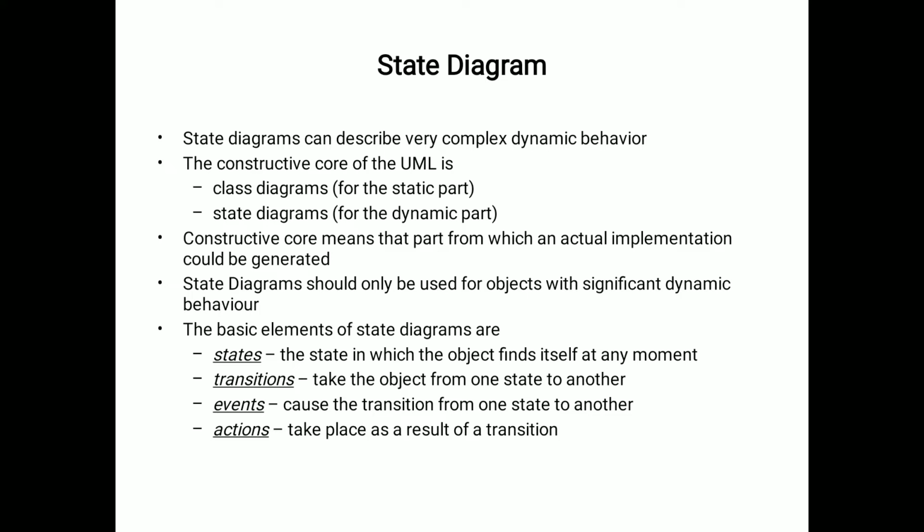The basic elements of state diagram are, first of all, states. The state in which the object finds itself at any moment. Next is transition. Take the object from one state to another. Third is event. Cause the transition from one state to another. And next is action. Take place as a result of transition.